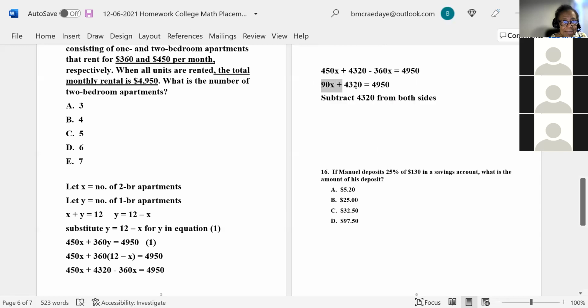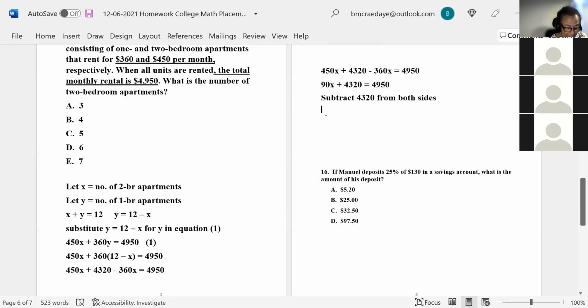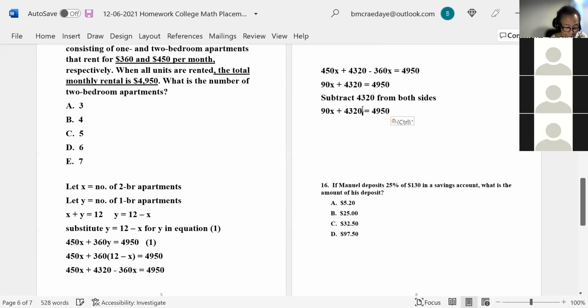Okay, so let's take this equation and subtract the 4320 from both sides. 4320 subtracted on the left, 4320 subtracted on the right. Plus 4320 minus 4320 gives you 0, so you'll have just 90x left, right? And what's 4950 minus 4320? What do you get, Maureen? 630, yeah. Okay, and then equals.